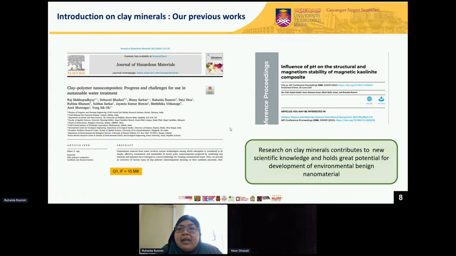What I wish to highlight is that we believe that the research on the clay minerals will contribute to new scientific knowledge, and there are many potentials of development for this material to become an environmentally benign nanomaterial.